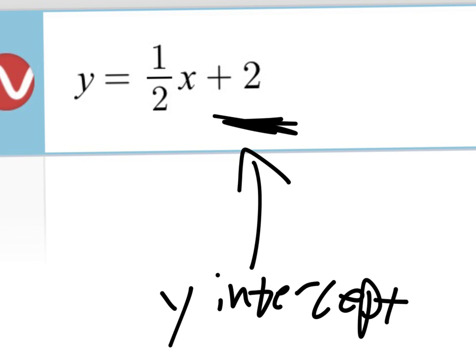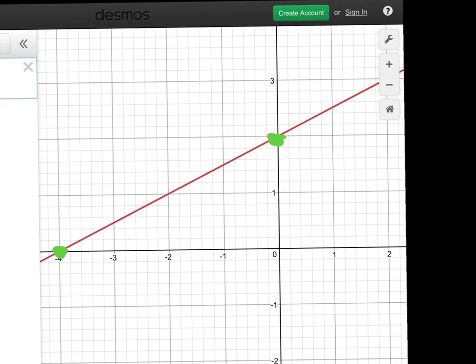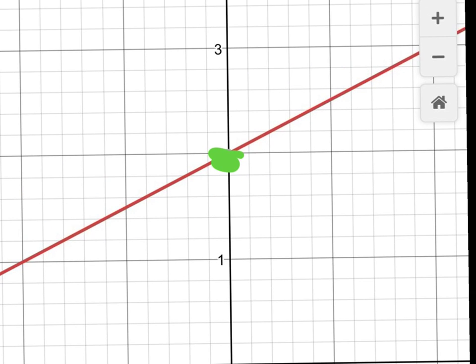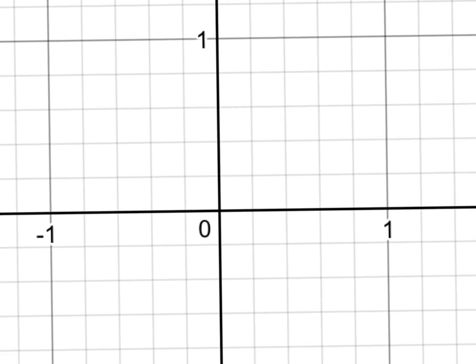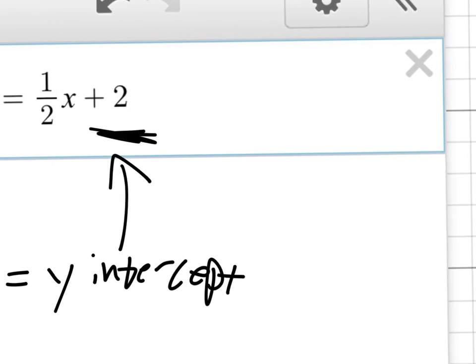Now, I'm not going to write y-intercept anymore. I'm going to write b, okay? So remember this, put it in your notes, okay? So b is 2. And we know this because when we're graphing something, we start at 0, 0, and then we go to where the y-intercept tells us to.